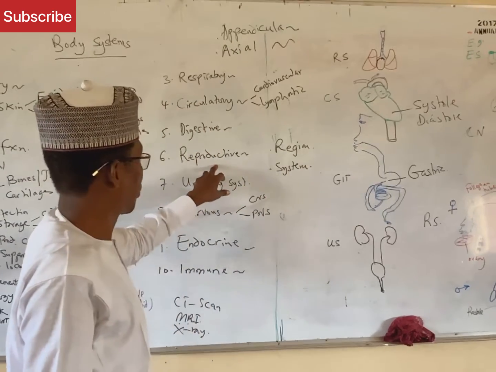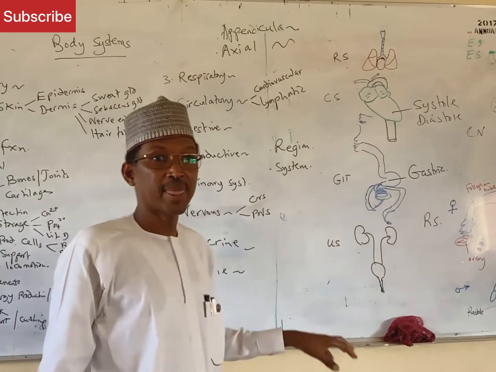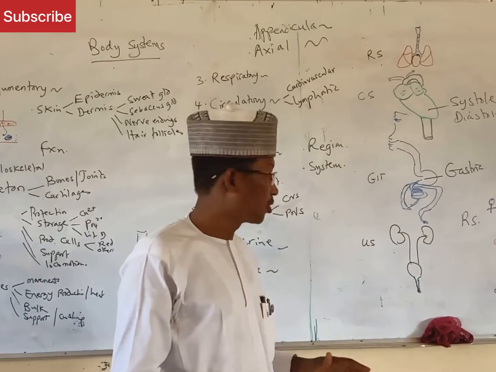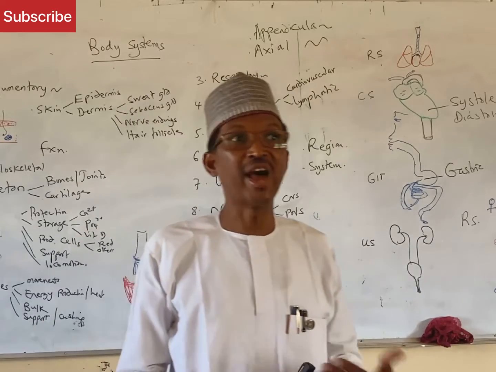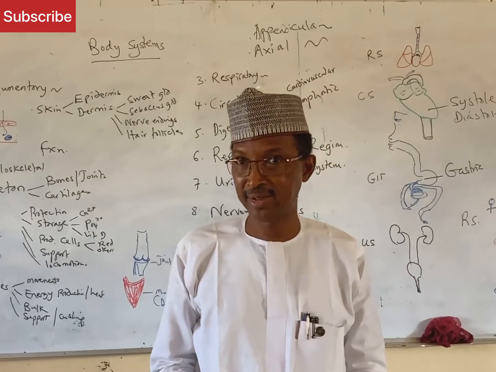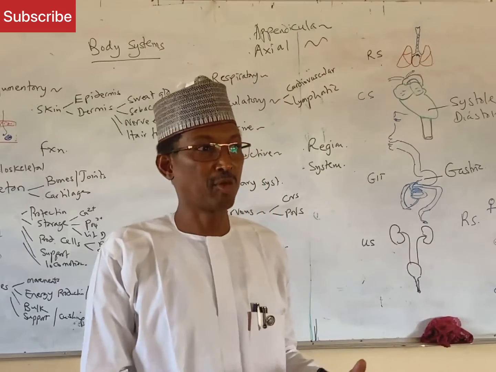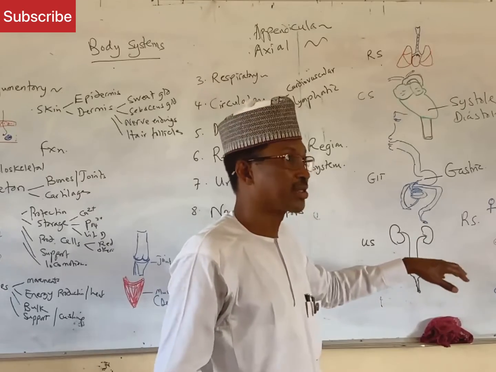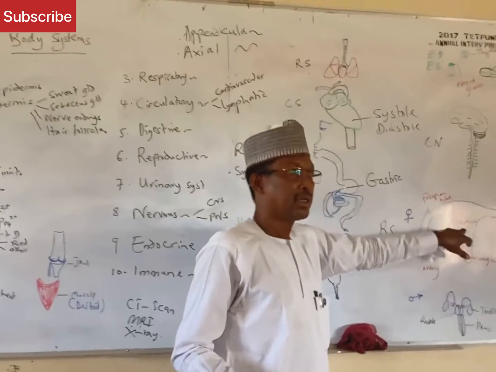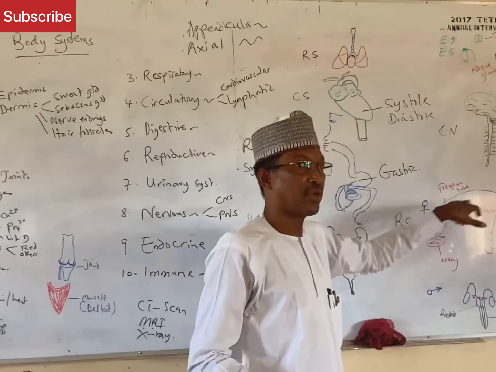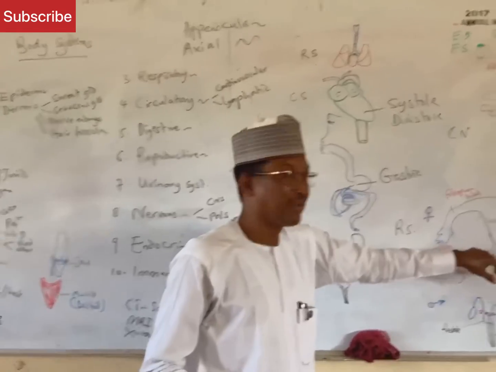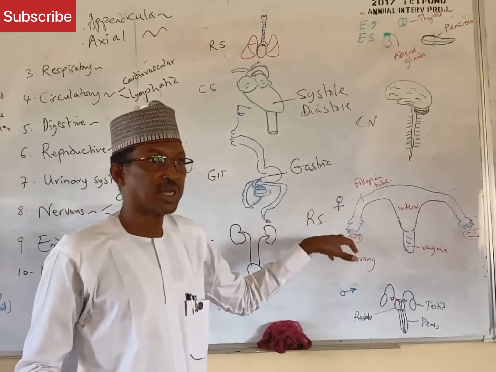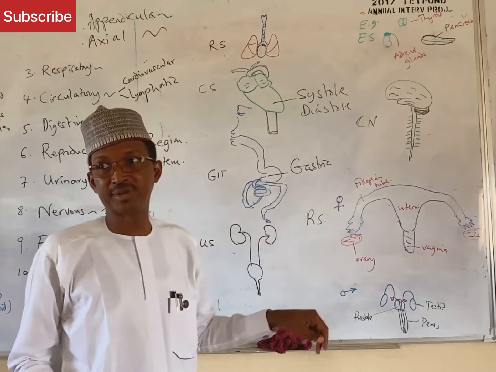The next one is the reproductive system. Reproduction is meant naturally by God for us to survive or to proliferate. Without reproduction, probably we wouldn't have been here now. So in the females, we have what we call the reproductive system, the uterus and the fallopian tubes. We also have the vagina. So we have the vagina, we have the uterus, we have the fallopian tubes, and then we have the ovaries.